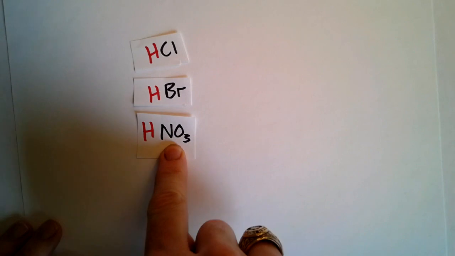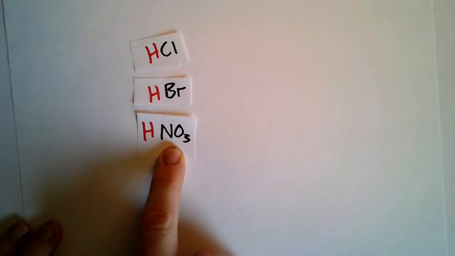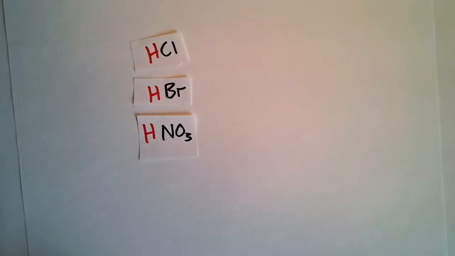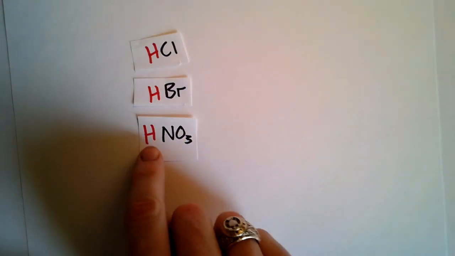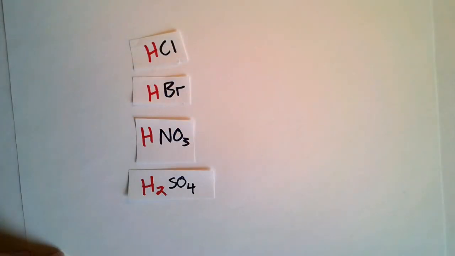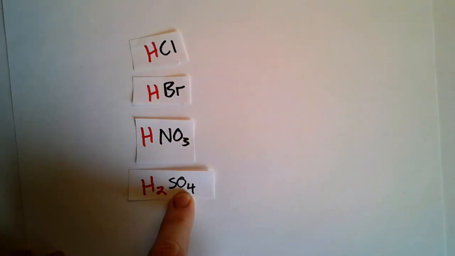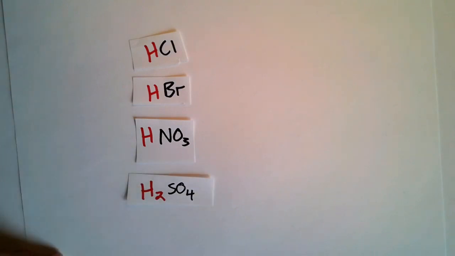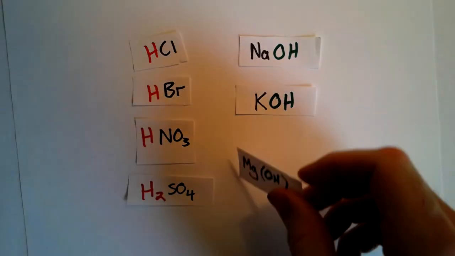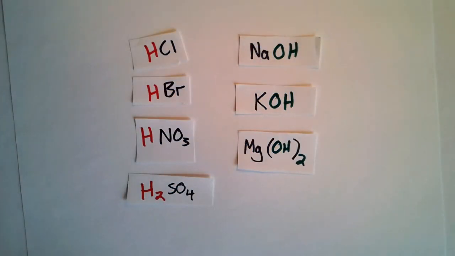Now remember, that's an oxyacid right there. That's a nitrate, so it has HNO3. So that's the nitrate ion, and that makes it nitric acid. And this is sulfuric acid. That's the sulfate, and then that's sulfuric acid. And then some natural bases right here are going to be sodium hydroxide, potassium hydroxide, and magnesium hydroxide.